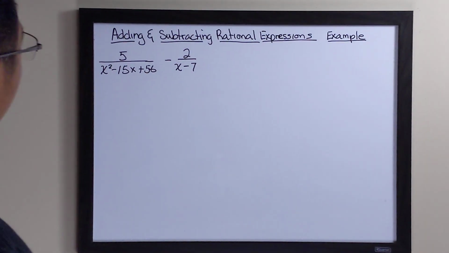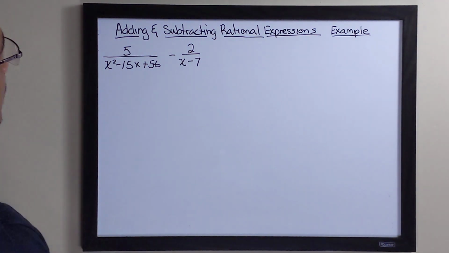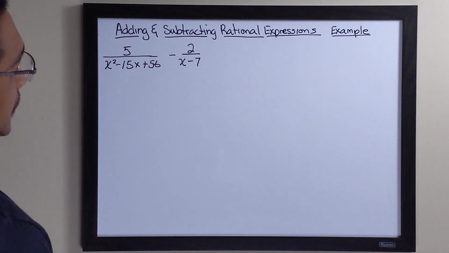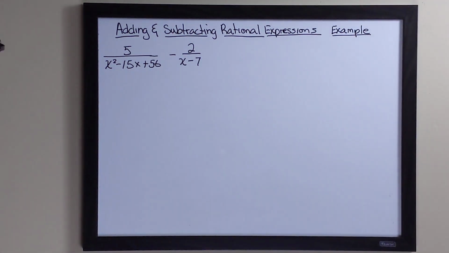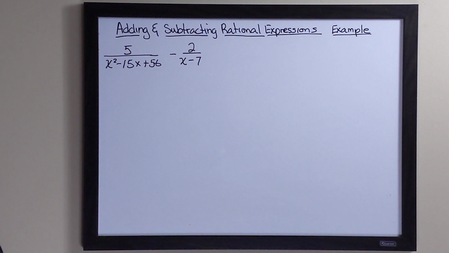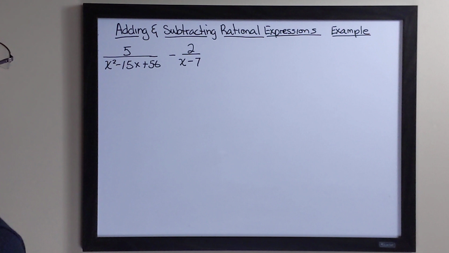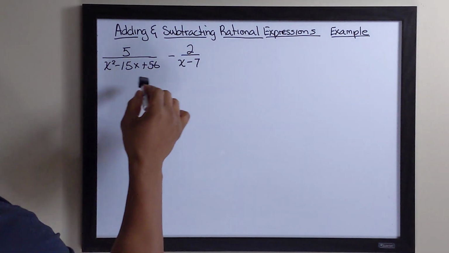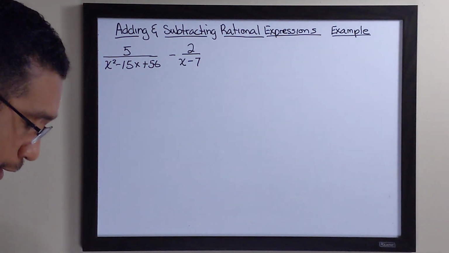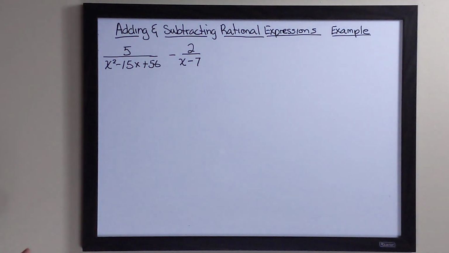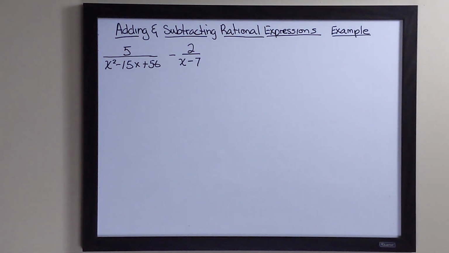Hello class. In this video we're going to do an example of adding and subtracting rational expressions. This is the problem we'll be doing, so let's go ahead and get started. Before you can add or subtract rational expressions, the first thing you always have to do is make sure that your denominator is the same. You have to have a common denominator before you can add or subtract rational expressions. In this case it's not, so let's make it so that they are the same.